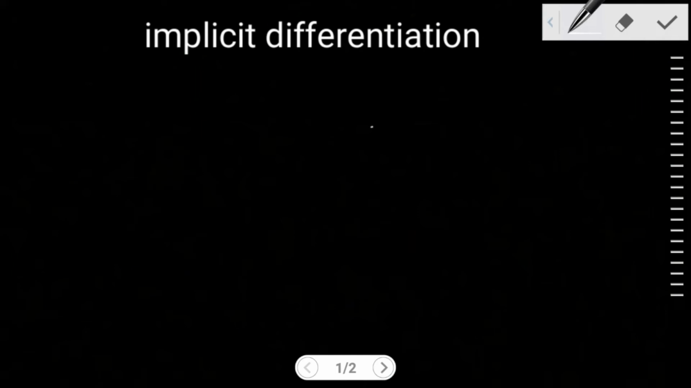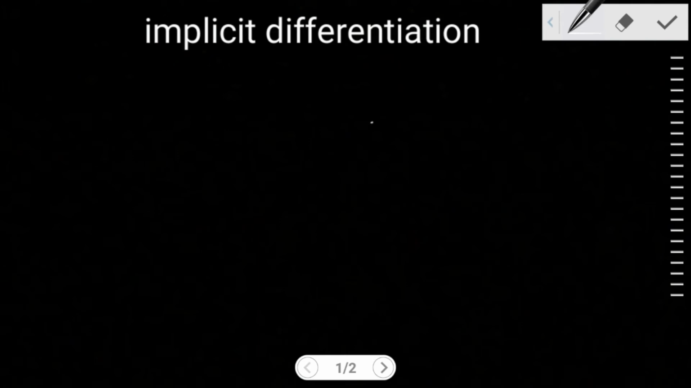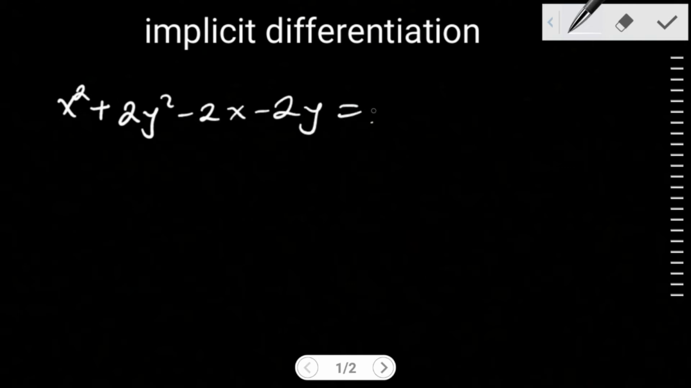In this video, I'm going to be dealing with implicit differentiation. If you have an equation that consists of more than one variable of different kinds, we consider that equation as an implicit equation. For example, if I have been given x squared plus 2y squared minus 2x minus 2y equals 3, this is an implicit equation because I have x and also y as variables.